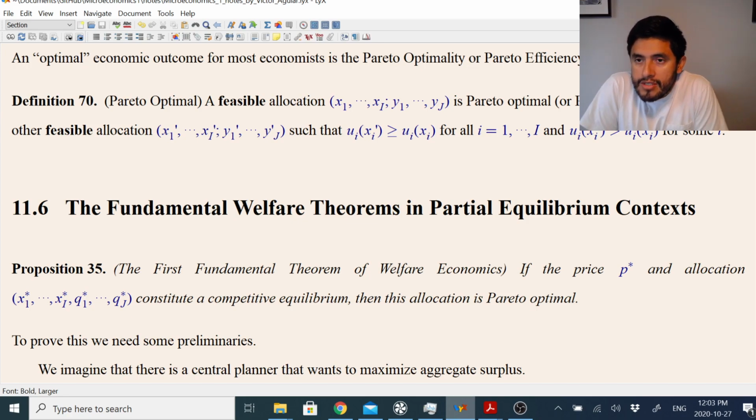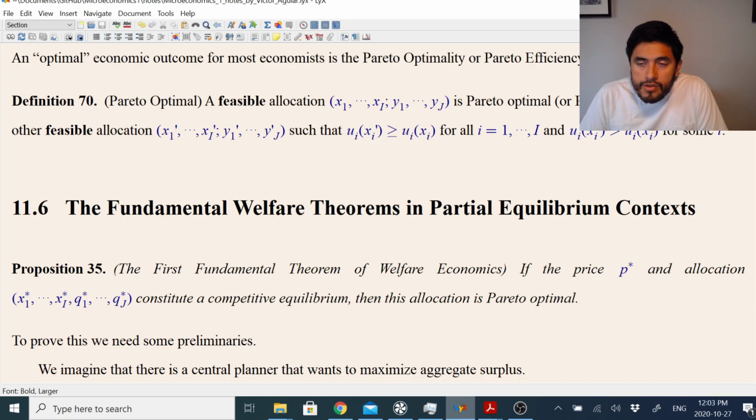So now this is a decentralized problem. There was no communication among these individuals. There is basically one single coordination device that is told to everyone. And then at this particular price, everyone magically not only maximizes, but also clears the market. So why is this Pareto optimal?